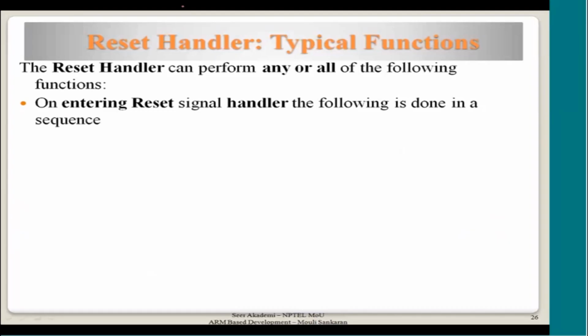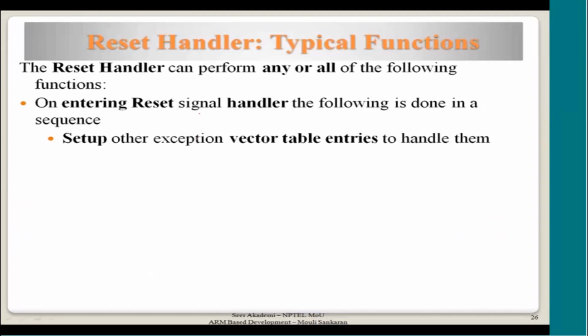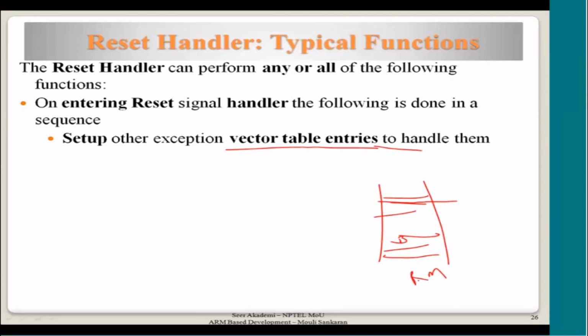On entering reset, you do the following: set up the other exception vector table entries. So first time, suppose it is power on, remember the memory has no valid value. So the vector table has to be initialized with a branch to the ISR. The ISR needs to be loaded in the memory. Please remember, RAM is not loaded when the processor comes up. So the vector table has to be initialized. All the program has to be loaded in the memory.